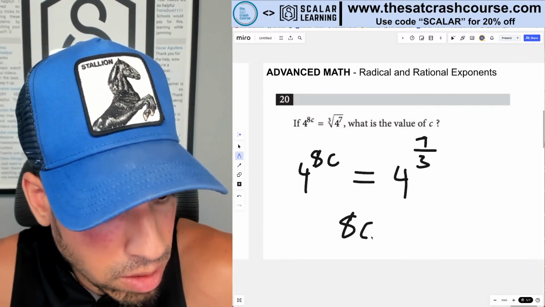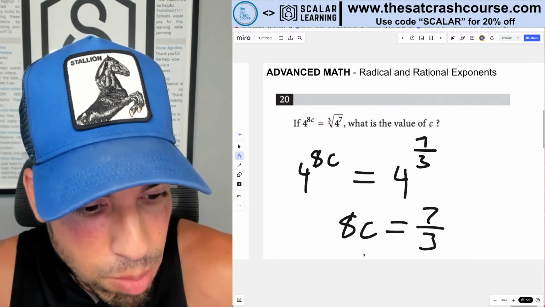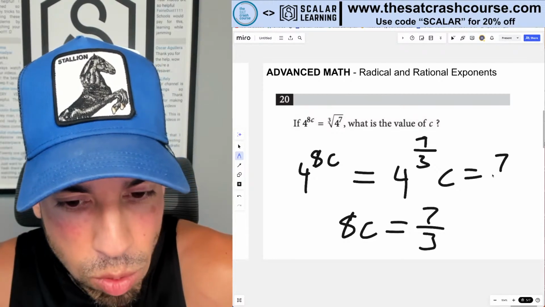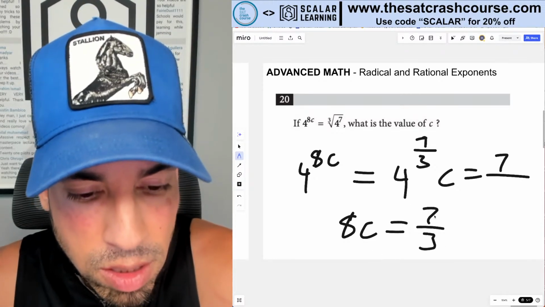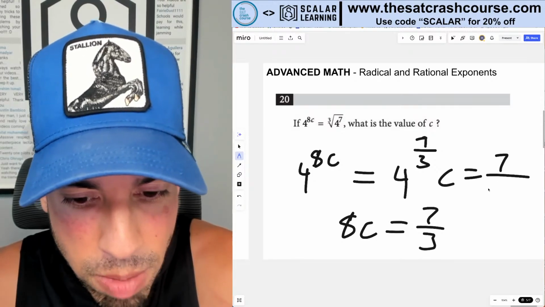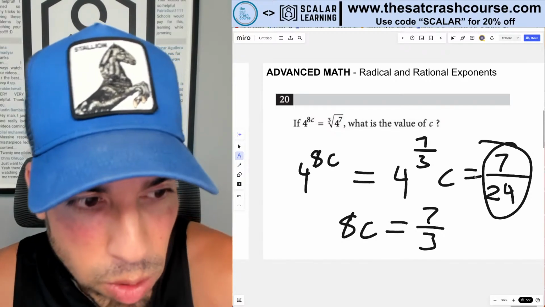So we have 8c must be equal to 7/3. We're going to divide both sides by 8. C equals, dividing by 8 is the same as multiplying by 1/8. 1/8 times 7/3 is 7 over 8 times 3 on the bottom, which is 24, which means the value of C is 7 over 24. Boom, done.